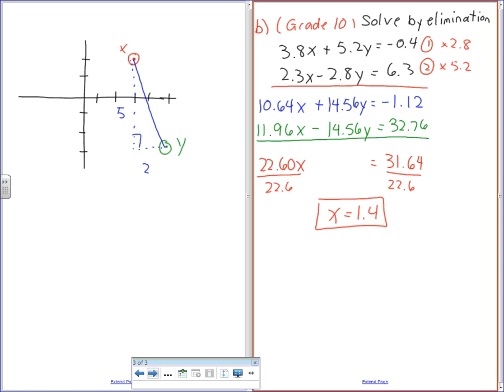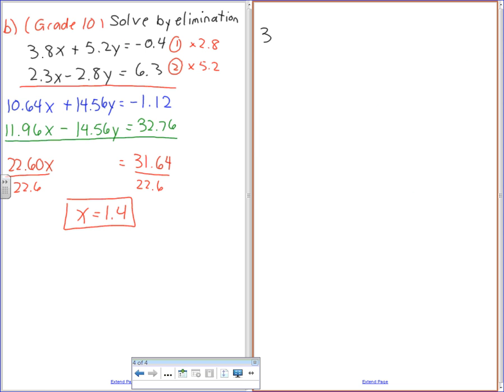Good. I'm going to use the first one. It doesn't really matter, okay? So it's going to be 3.8 bracket 1.4 minus 5.2y, sorry, plus 5.2y equals negative 0.4.